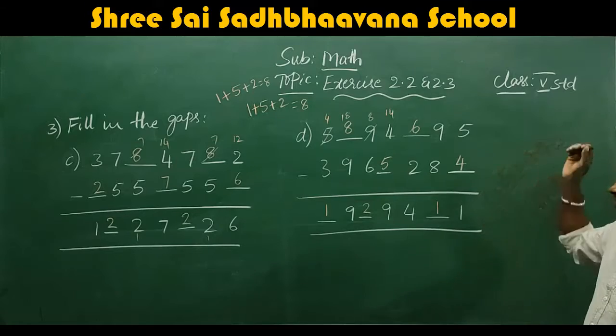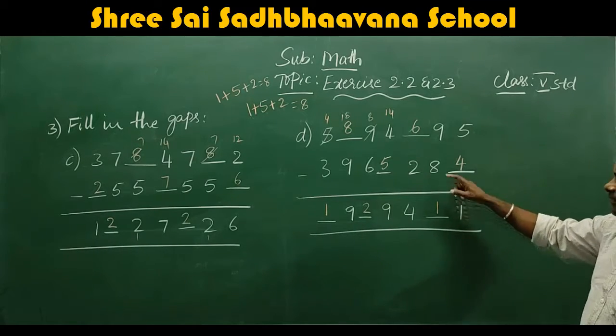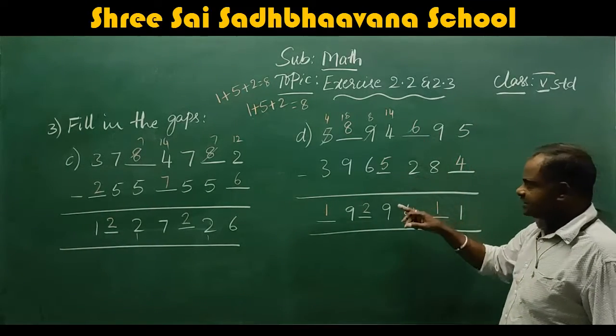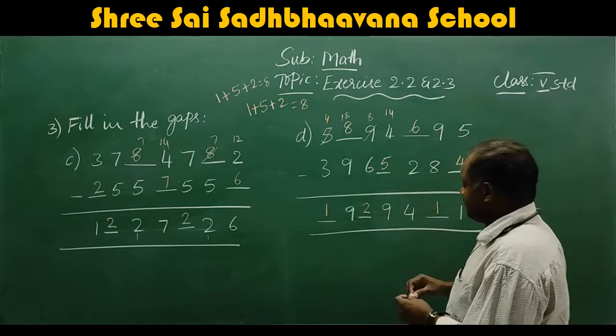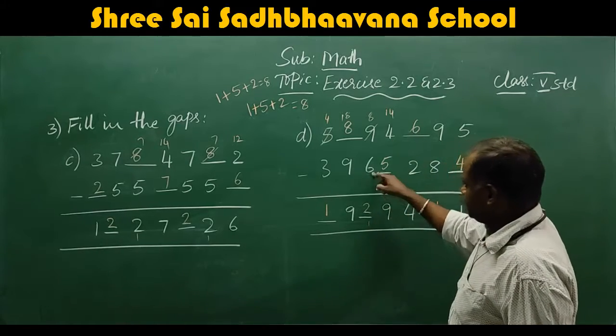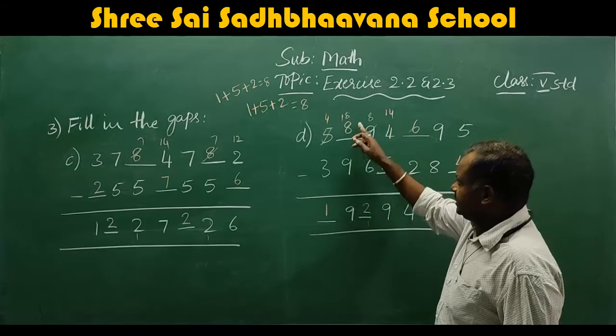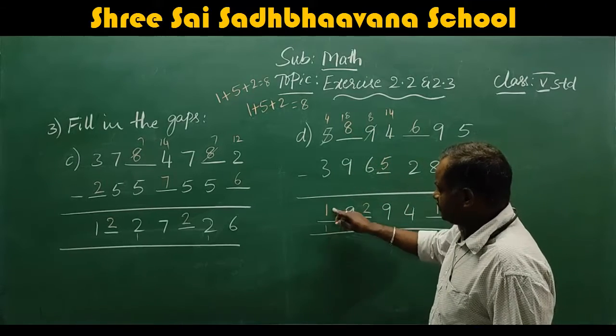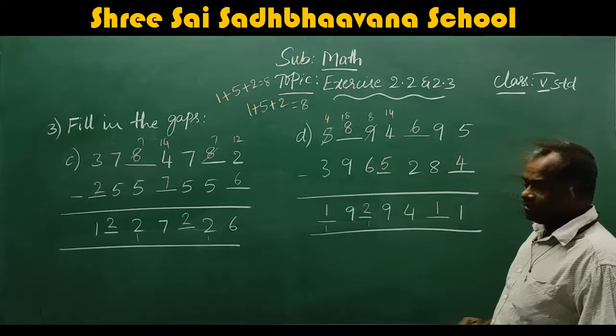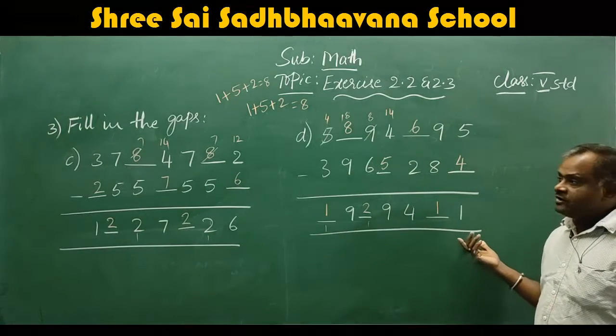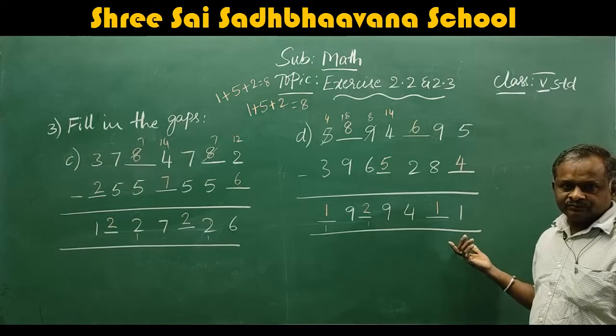If you have doubt, you cross check. 4 plus 1, 5. 8 plus 1, 9. 4 plus 2, 6. 9 plus 5, 14. Carry 1. 1 plus 2, 3. 3 plus 6, 9. 9 plus 9, 18. Carry 1. 1 plus 1, 2. 2 plus 3, 5. Okay. This is how you have to fill the gaps.